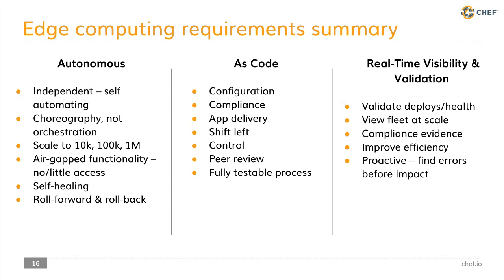So you need visibility, to see if it deployed correctly, and you need that visibility across your entire fleet. So did all 10,000 systems update correctly? Which ones didn't? How do I prioritize them?